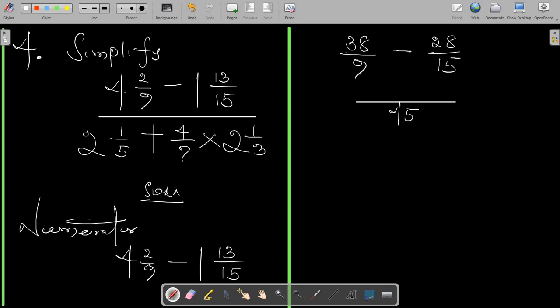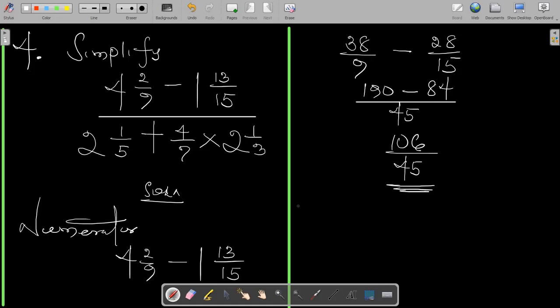45 goes in 9, we have 5. 5 times 38, that's actually 190. Then minus, 45 goes in 15, we have 3. 3 times 28, that will give us 84. So 190 minus 84, we have 106 divided by 45. So let's leave this one as the answer to the numerator.